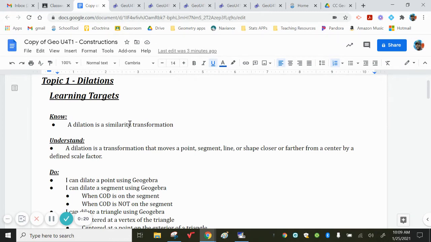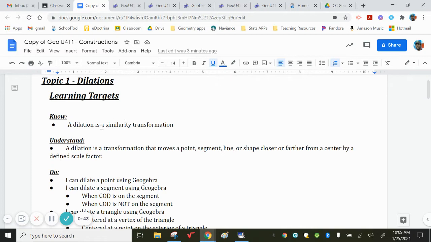So we talked about rigid motions in Unit 2, reflections and translations and rotations, and those are the 3 other types of transformations, but all of those are rigid motions because they make the object congruent to what it was before. Congruent means they have the same size or the distance, and they have the same shape or angle measure.